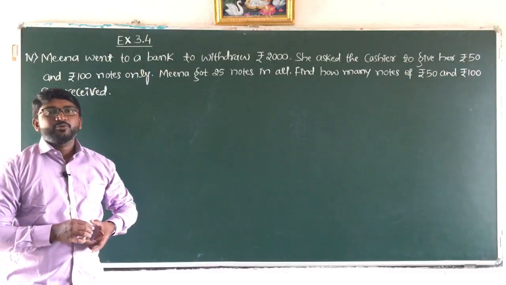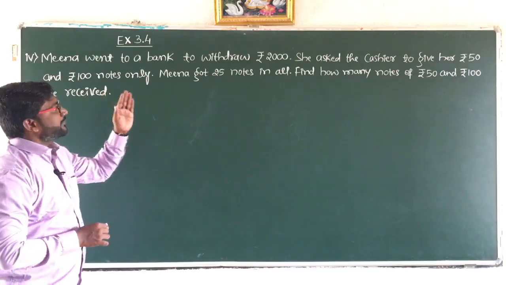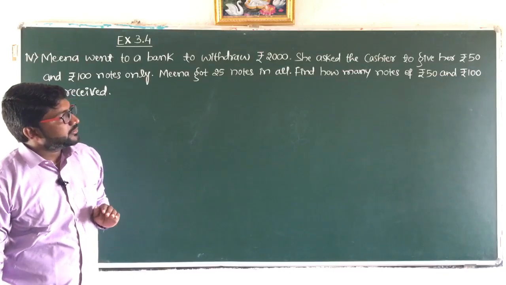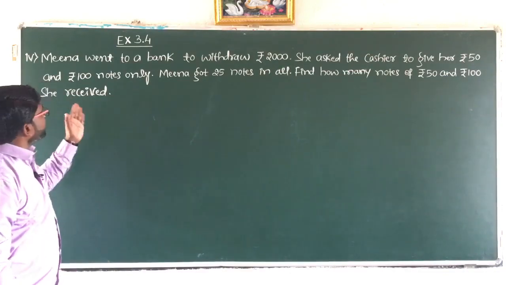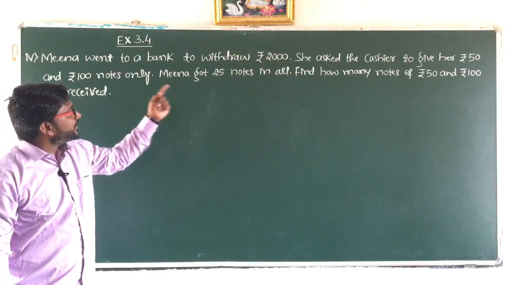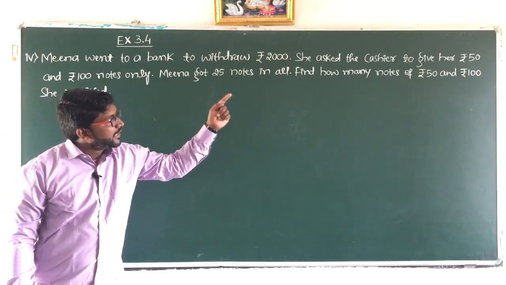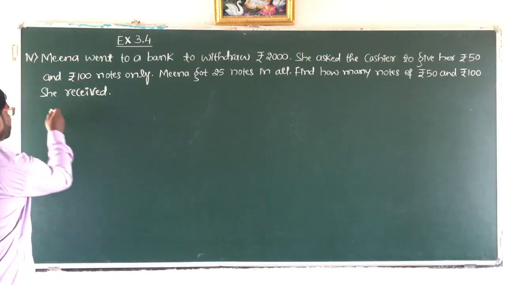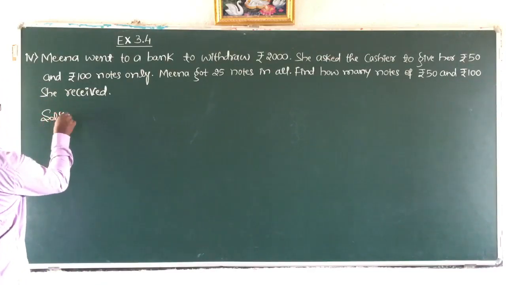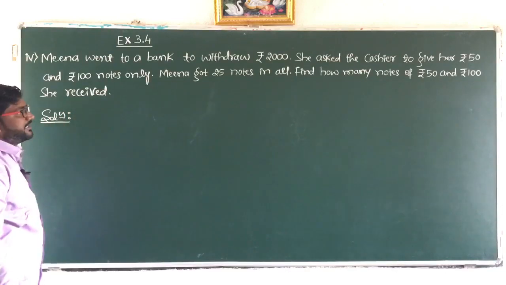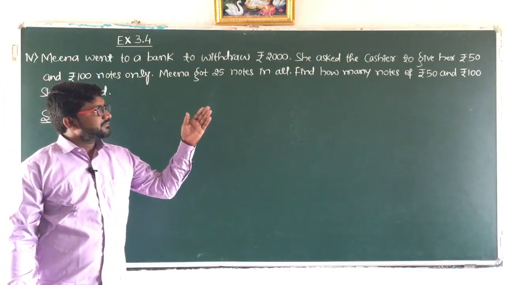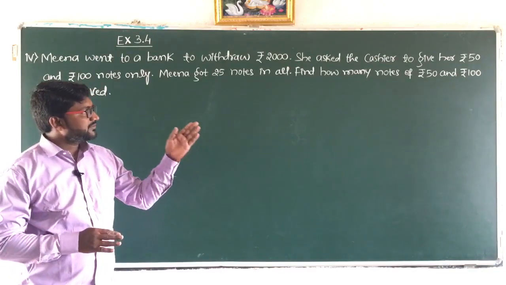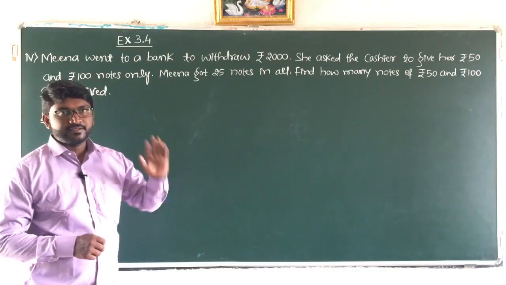Let us solve the fourth sub question. Meena went to a bank to withdraw 2000 rupees. She asked the cashier to give her 50 rupee and 100 rupee notes only. Meena got 25 notes in all. How many notes of 50 rupees and 100 rupees did she receive? So we'll solve this. So see here, we don't know the number of notes of 50 rupees and the number of notes of 100 rupees. So I consider 50 rupee notes as X and 100 rupee notes as Y.